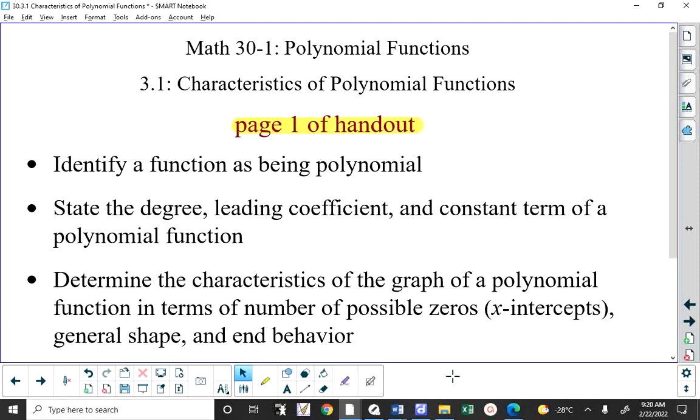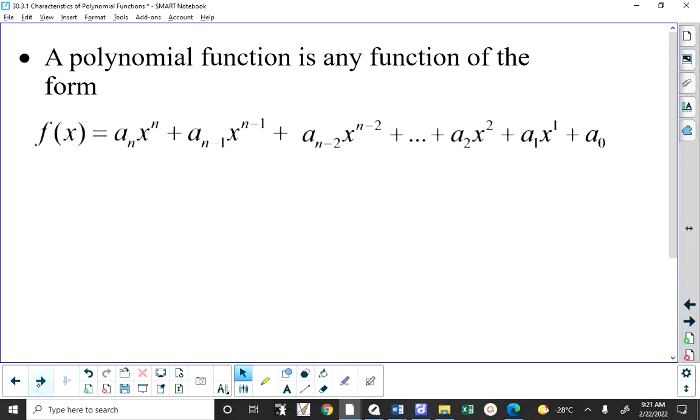And basically, putting all of that together, you should be able to tell me something about the graph of a polynomial function in terms of numbers of x-intercepts for each function. We're not going to be at the stage today where you can graph a perfect picture of a polynomial function. But you will be able to at least tell me something about the x-intercepts, the general shape, and what's called the end behavior.